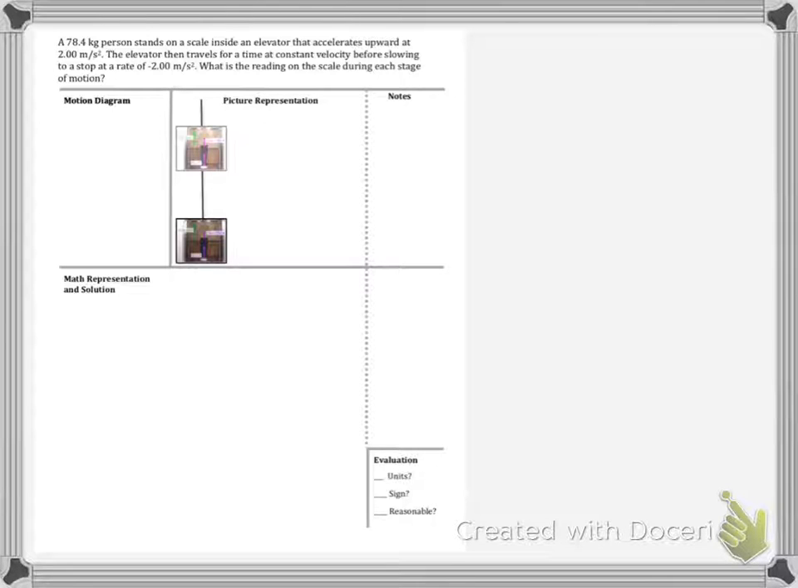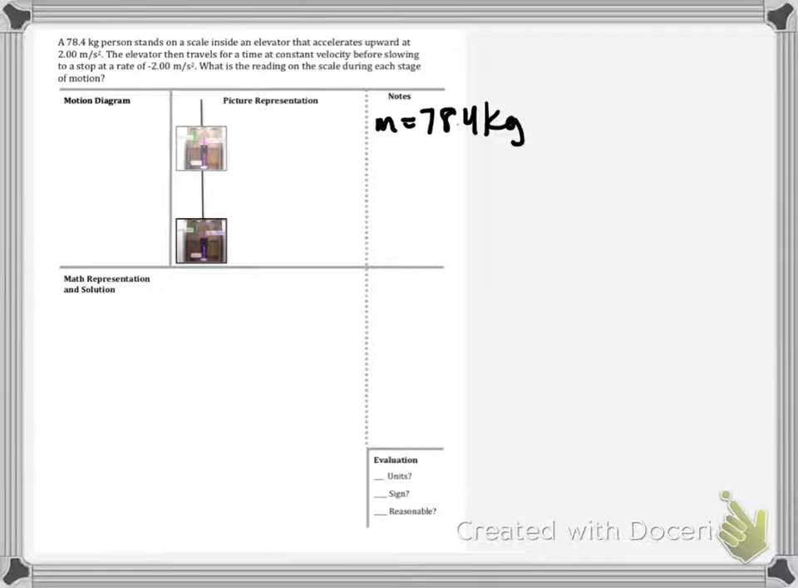This is an elevator problem. So the first thing we want to think about is, as we read the problem, there's a few things that we can put down. As you're reading, it's not really an extra step. You see that the mass of the person is 78.4 kilograms, so write that down.